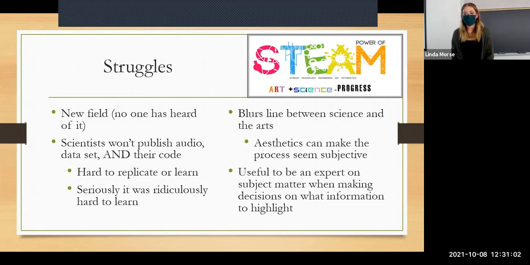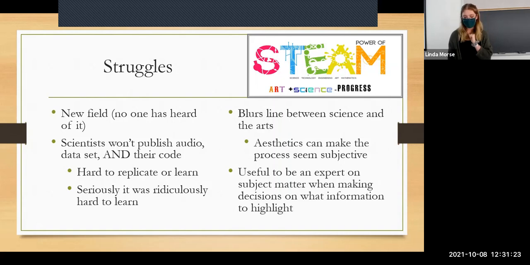And then also, once you have your data set and you're realizing you need to do things to manipulate it and make it highlight important trends, you have to know what trends are actually important, which means you have to actually understand the data set. And I don't really know paleoclimatology that well. So I need to be an expert or at least pretty well-versed in whatever field I start doing in-depth research in, which is a little difficult.